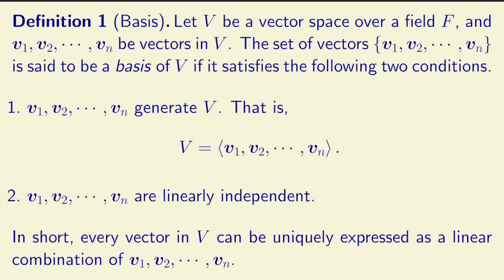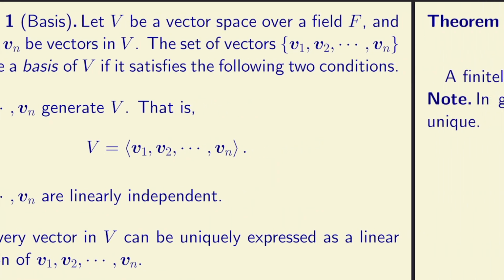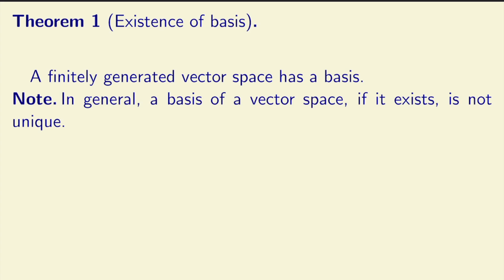Exactly. Now, this leads us to Theorem 1, which is quite powerful. A finitely generated vector space has a basis. This means if a vector space can be generated by a finite set of vectors, then it must have a basis. We'll prove this soon. So, every vector space that isn't infinitely huge in its generation is guaranteed to have a basis?